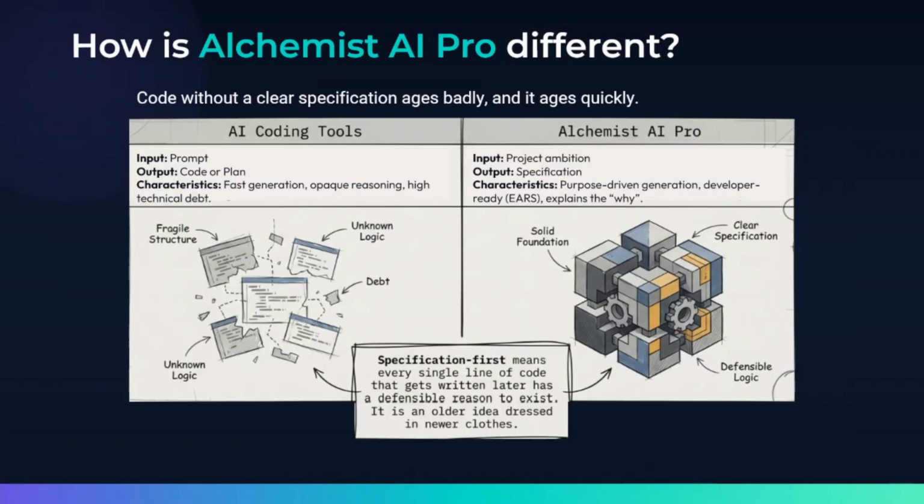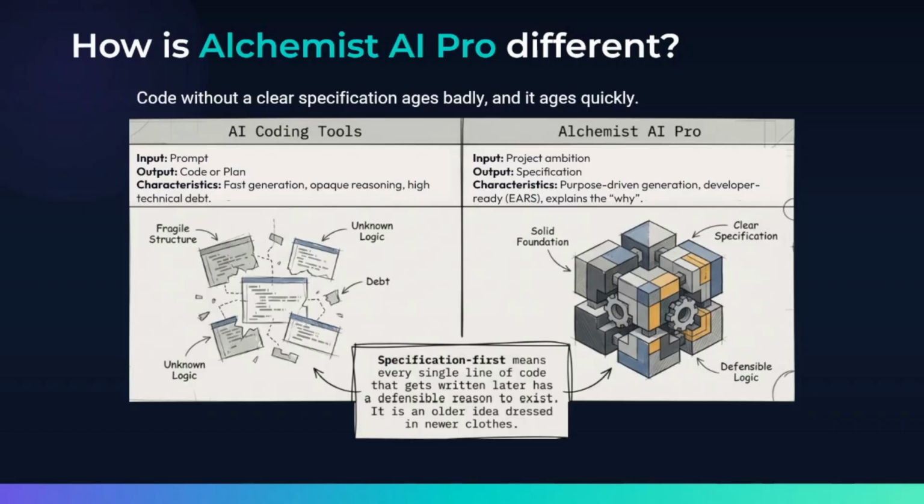It's at this point that you might be asking yourself, how is Alchemist AI Pro different? You may have already used one of those AI coding tools that have arrived over the last couple of years. They're fine for what they do, which is to take a prompt and produce code or a plan and churn those out with some guesswork in between. But Alchemist AI Pro is doing something different.